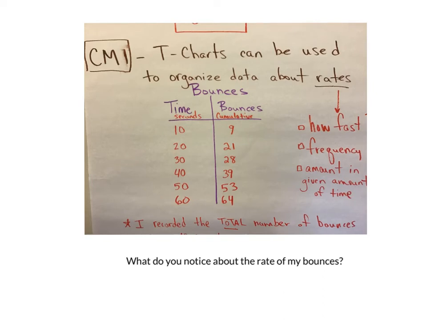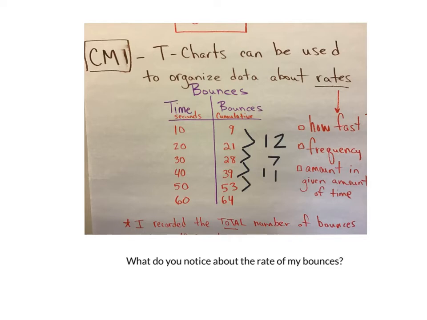All right, so as we think a little bit about this data, you're going to notice that between 10 and 20 seconds, that was not a constant rate of increase. I'm noticing the difference between 9 and 21 is 12. So something happened there. I'm noticing the difference between 21 and 28 is 7. I'm noticing the difference between 28 and 39 was 11. Look at that. Look what happened here.